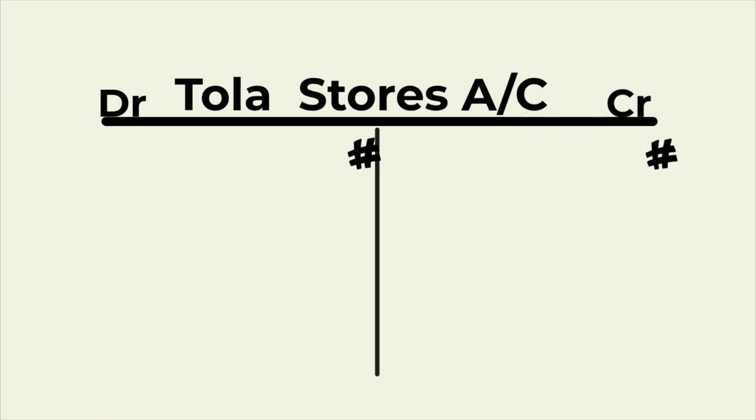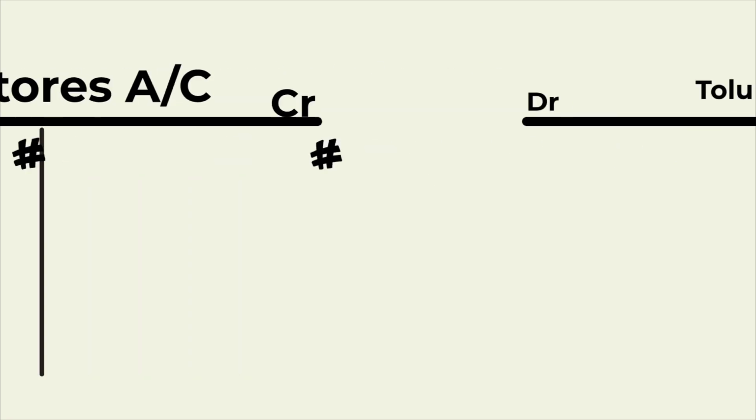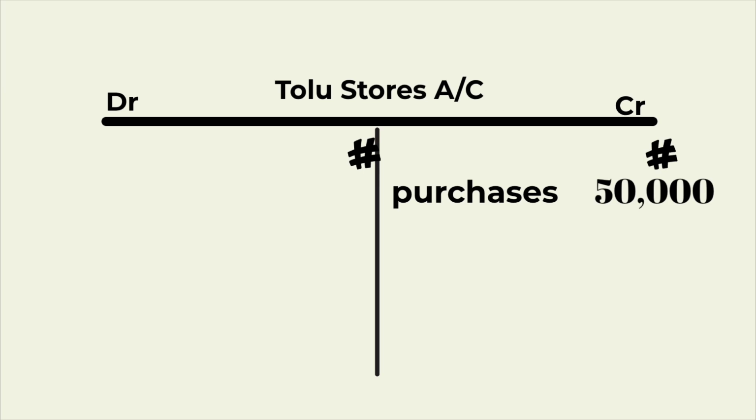which is 50,000 naira. Now, for Tola stores, equally for Tola stores, Tola will be written as the account name. The left hand side is the debit side, the right hand side is the credit side. Now, inside the account, on the credit side of Tola stores ledger, purchases will be written in the particulars column of the credit side, and 50,000 naira will be written in the currency sign on the credit side of Tola stores account.